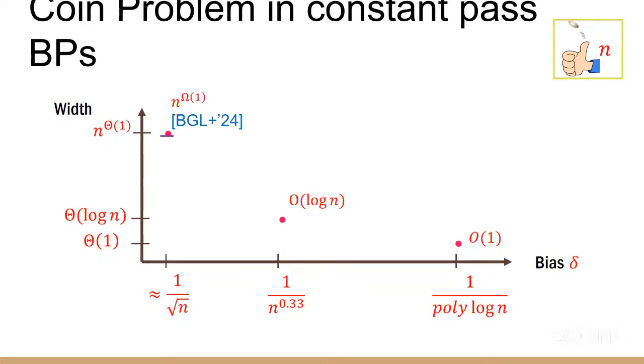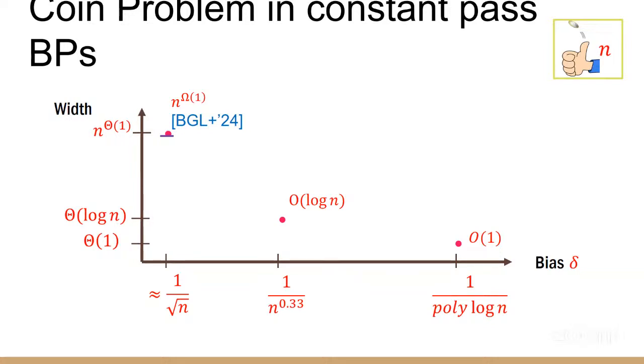So in the recent work, we showed that for this special case where delta is 1 by square root n, that is, you are getting optimal coin tosses, then even for, let's say, 3-pass branching programs, you require polynomial width to solve the coin problem.